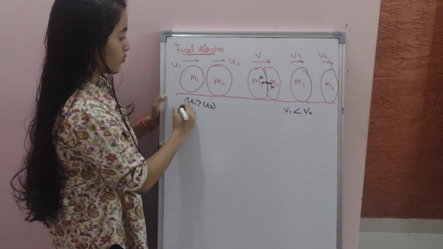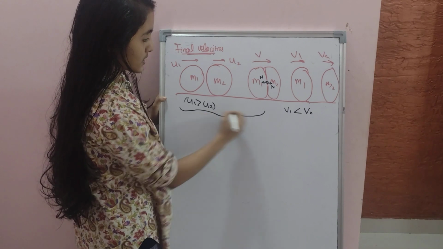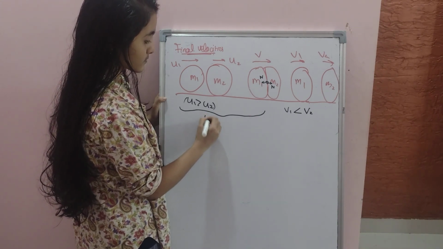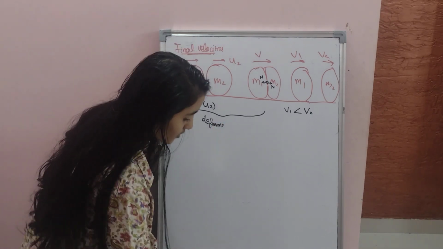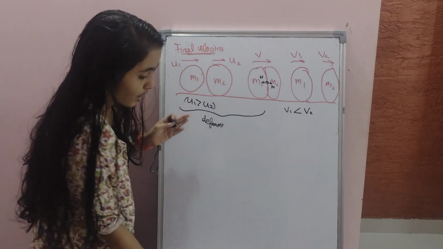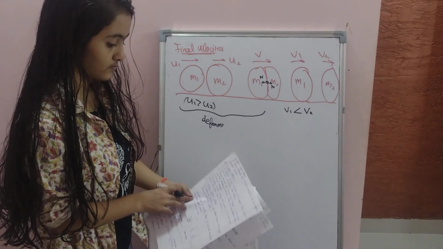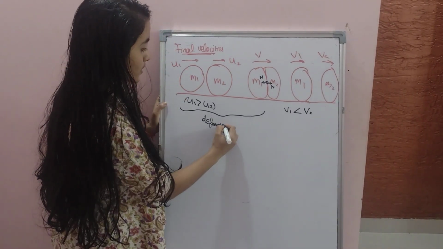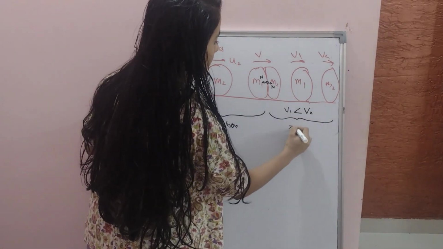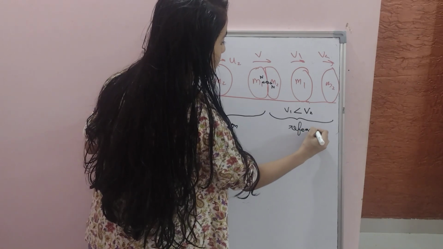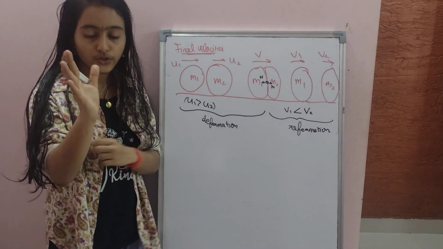Now, we can mark up to here this part as the deforming part. See, up to here it is being deformed. So this is the deformation part, and this is the reformation part. After deformation they are being reformed. This is the reformation part. See, this is pure collision.